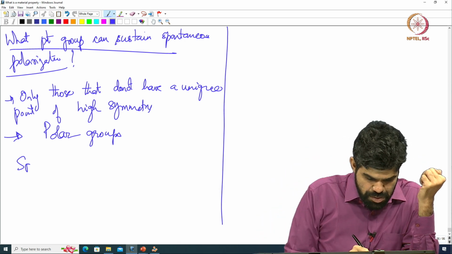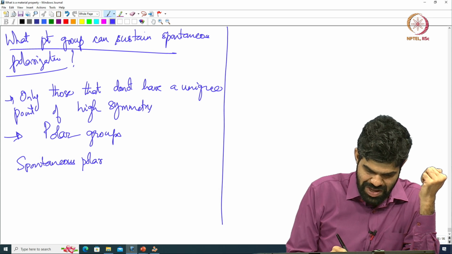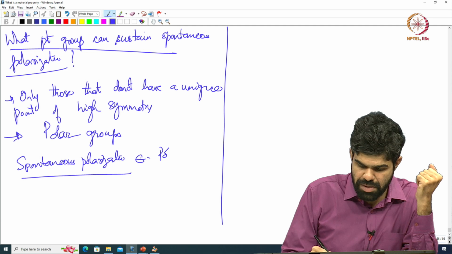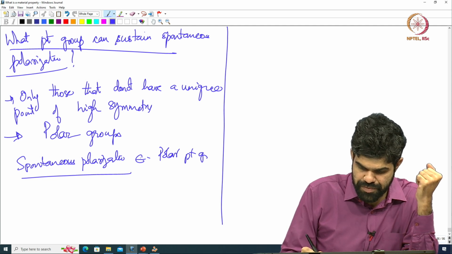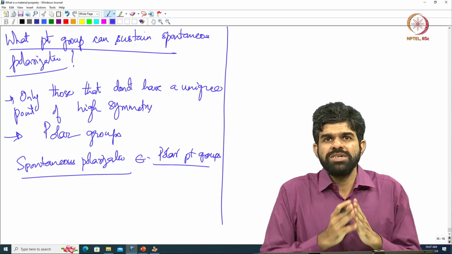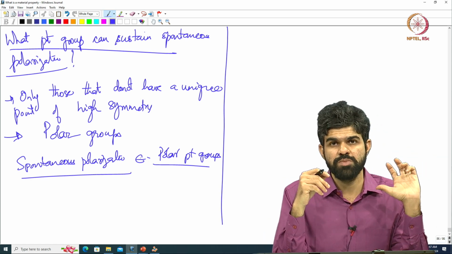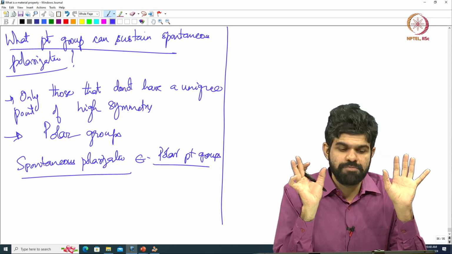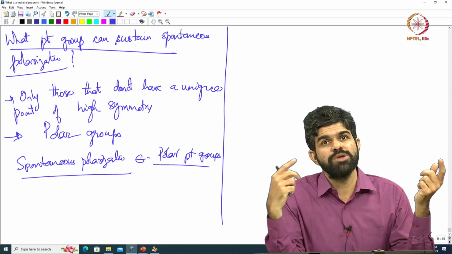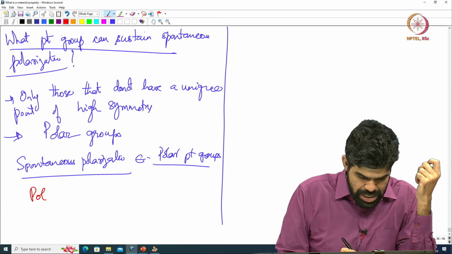So, spontaneous polarization, which is an electrostatic idea, means that those materials should belong to polar point groups. Okay. Now, it turns out it is very rare to find examples of materials that do not have any polarization yet have a polar point group. So, more or less every material that has a spontaneous polarization belongs to a polar point group. So, those materials are actually called polar materials.